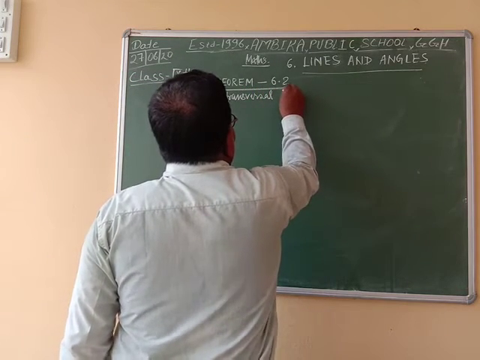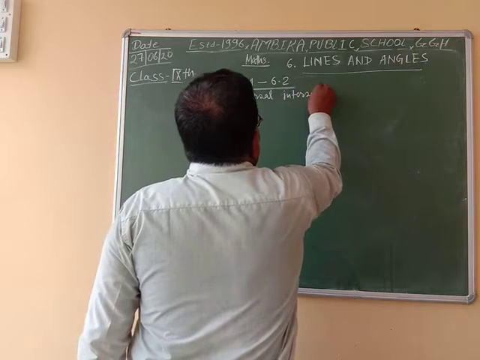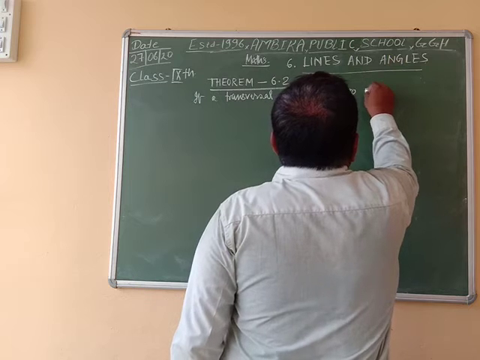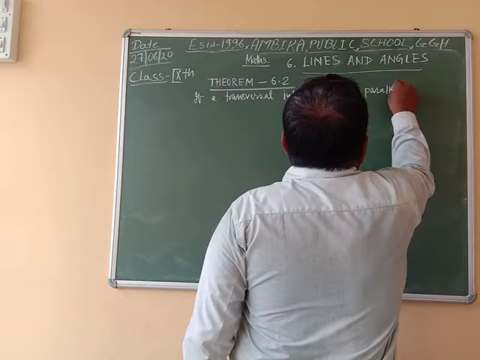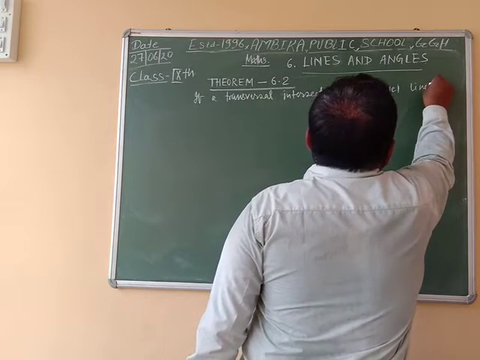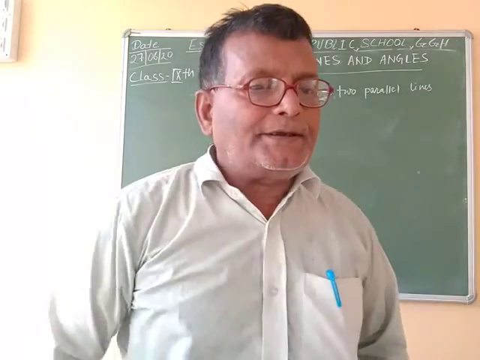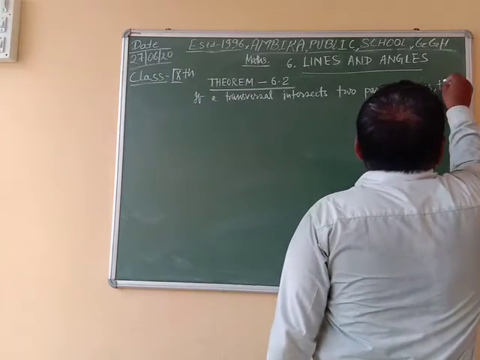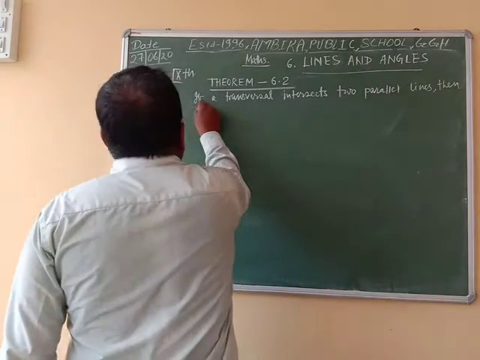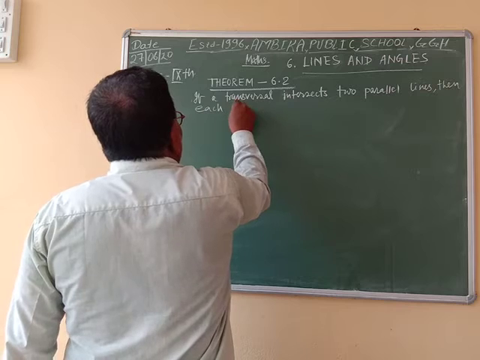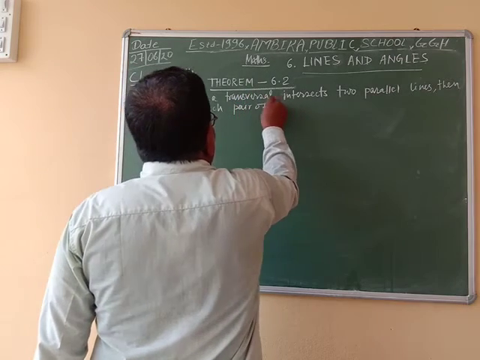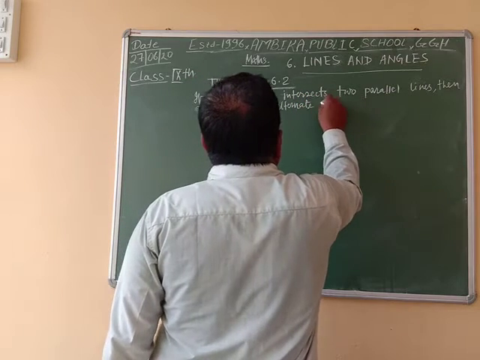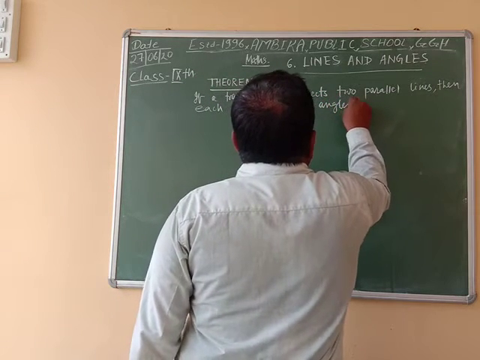if a transversal intersects two parallel lines, then each pair of alternate angles are equal.